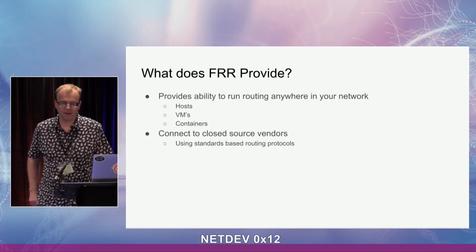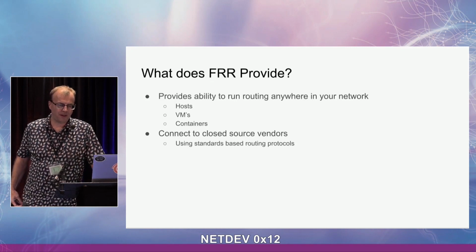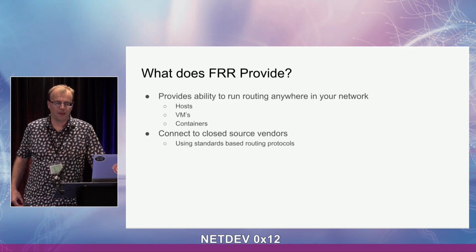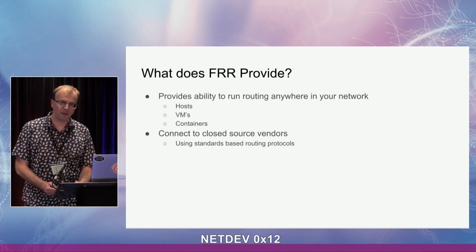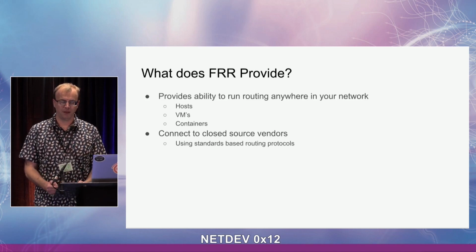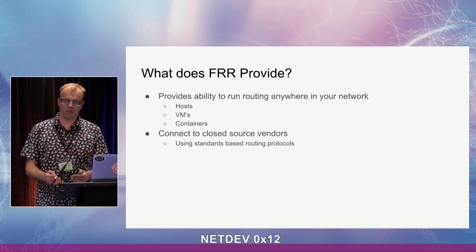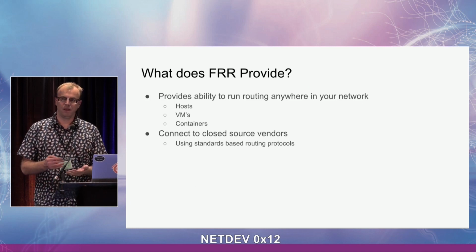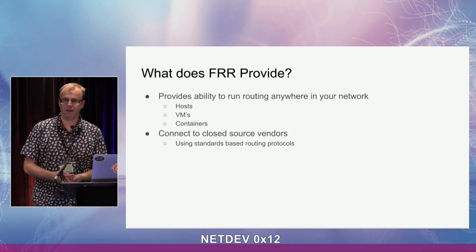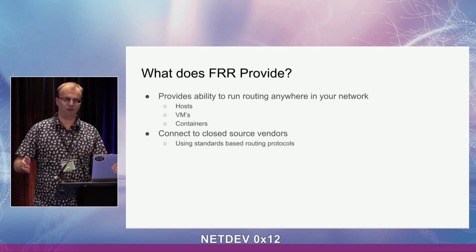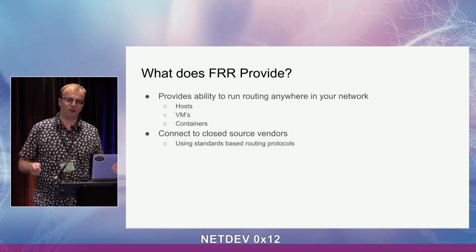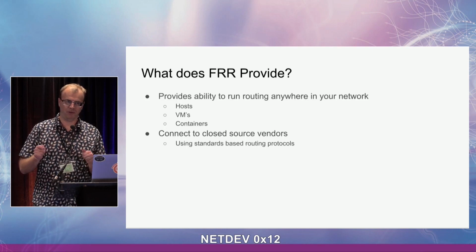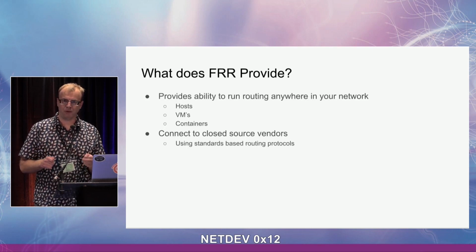So what does FRRouting provide? It provides you the ability to run routing anywhere in your network. Traditionally, you go to your network vendor and they sell you a box that you take to your network and put down, and you plug your cables into it and you plug your hosts into it, and the two don't mix.